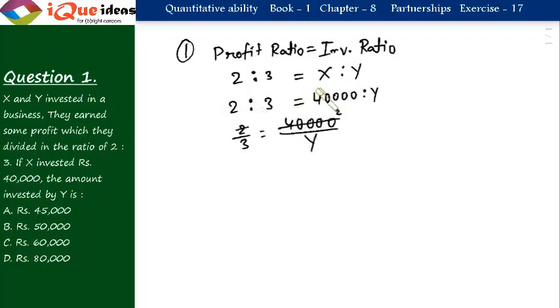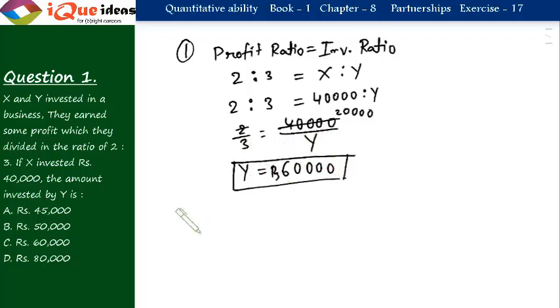Right, so it is 2/3 is equal to 40,000 divided by Y. Right, so 2 cancels 40,000, 20,000 times. So Y is equal to 3 into 20,000, which is 60,000 rupees. So investment of Y is 60,000 rupees. Alright.